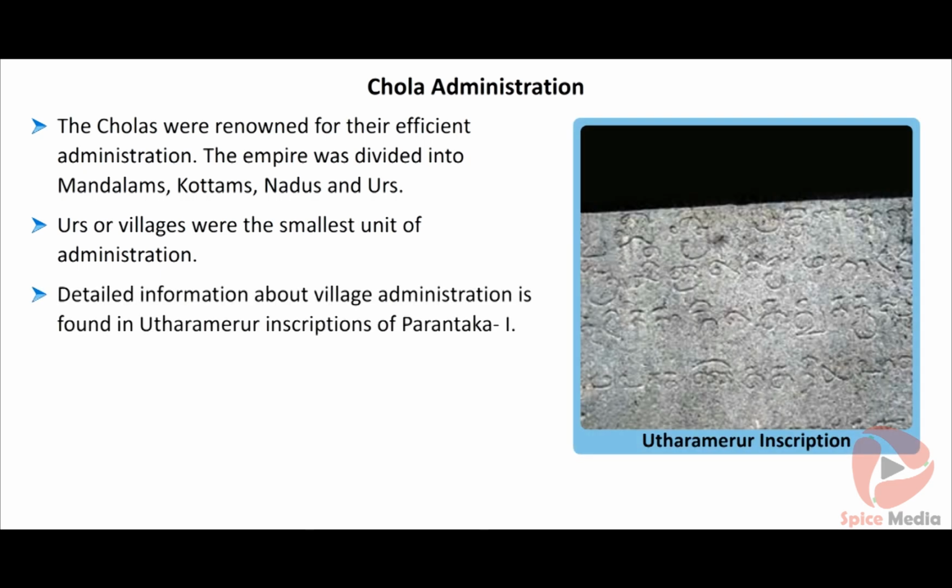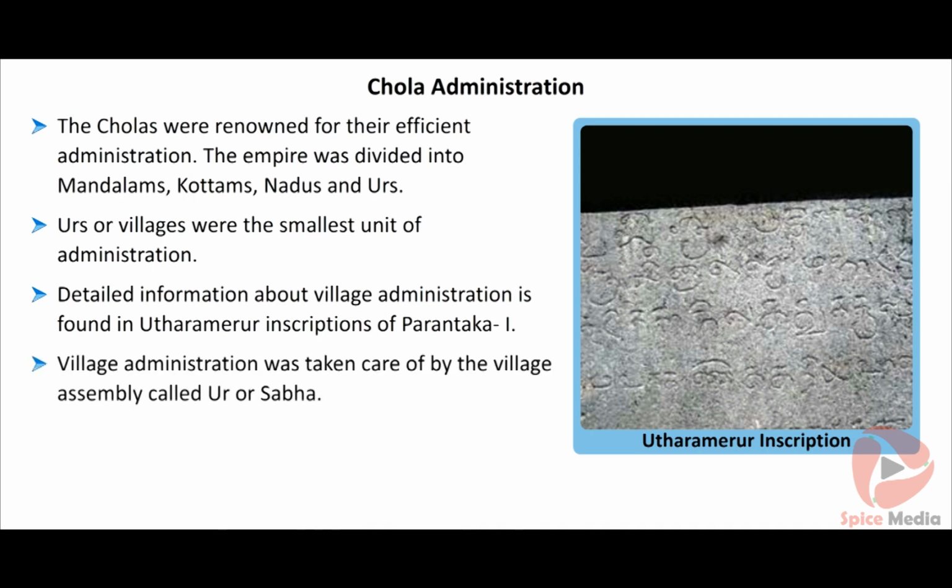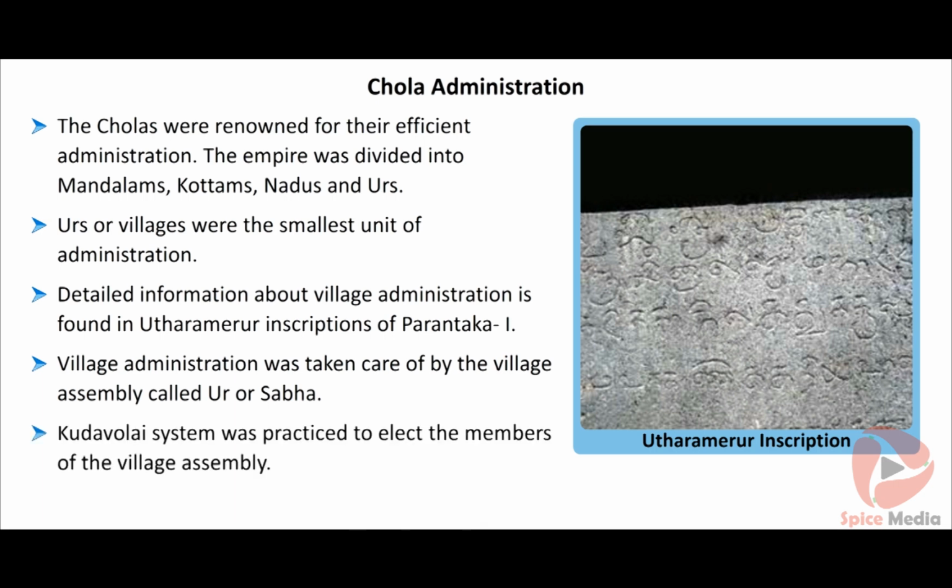Detailed information about village administration is found in Uttaramerur inscriptions of Parantaka I. Village administration was taken care of by the village assembly called Ur or Sabha. Kudavolai system was practiced to elect the members of the village assembly. On palm leaves, the names of persons were written and placed in a pot. A small child was asked to pick up 30 names, and these 30 persons were declared as elected.